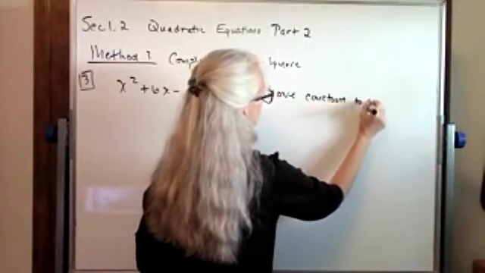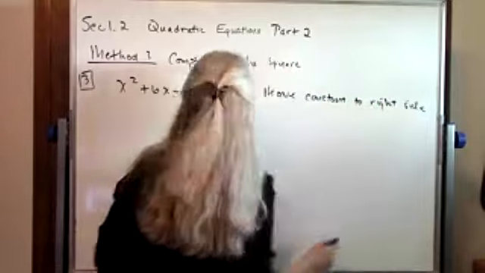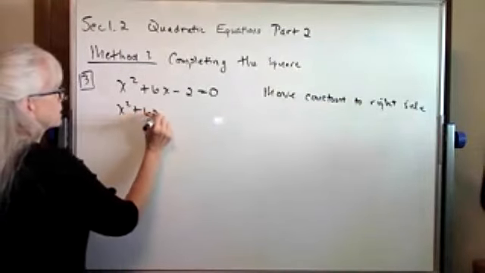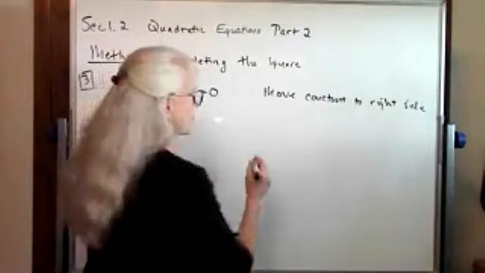Constant to the right side. Okay, we can do that. So that'll give me x squared plus 6x is equal to 2. Now we're going to come in and do the actual completing the square.